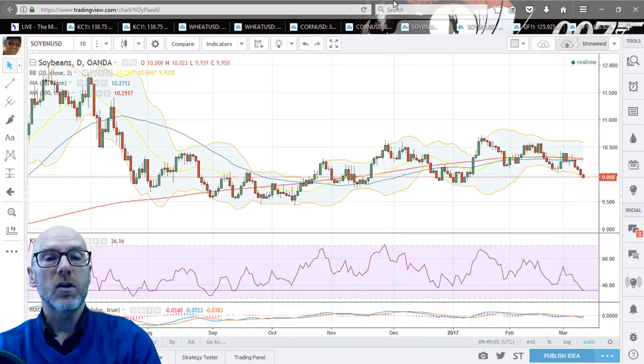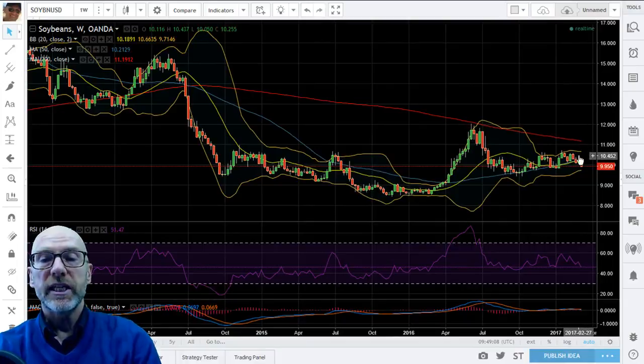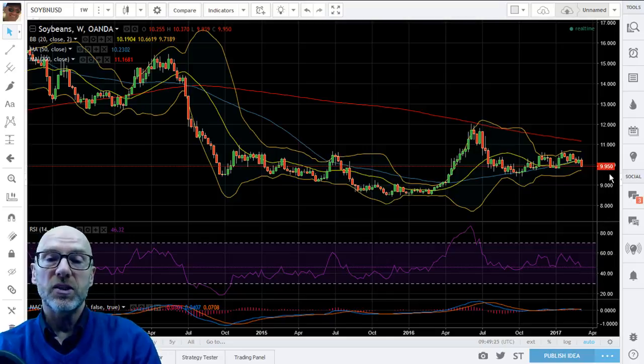On the longer term, looking at the weekly, you can see this breakdown that we've had on this weekly chart. You would expect it to come down and test the lower Bollinger Band at some point. MACD starting to roll and the RSI is starting to show negative momentum. So it's starting to be a concern on this chart as well.